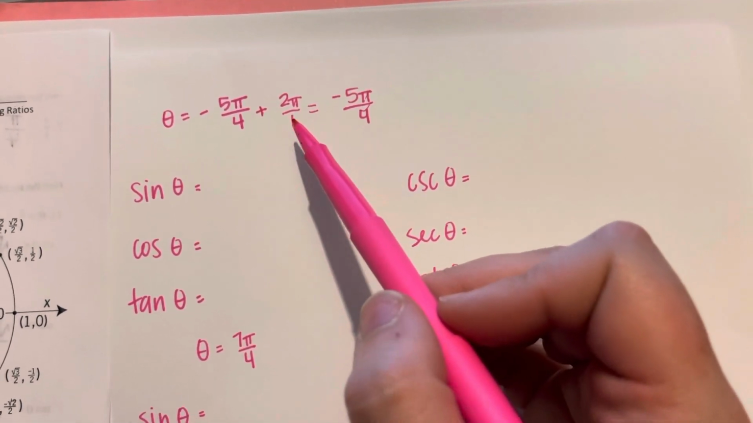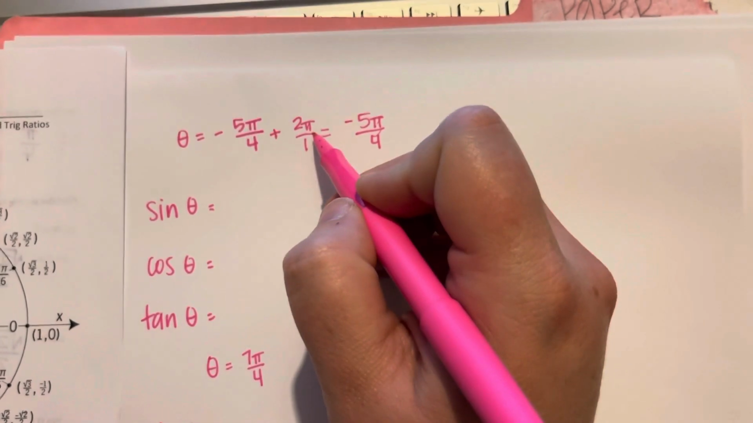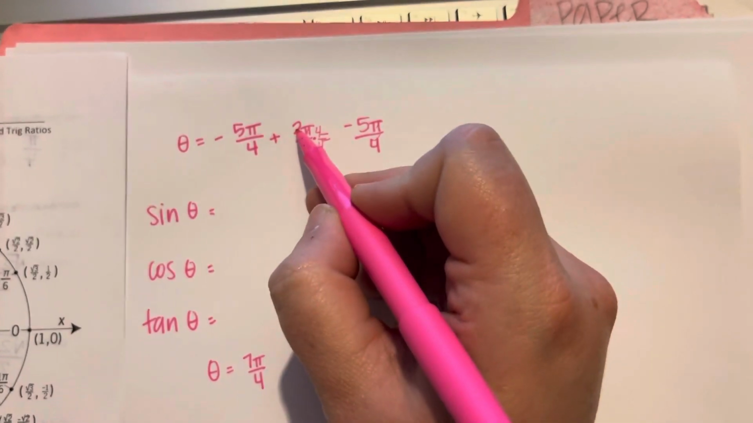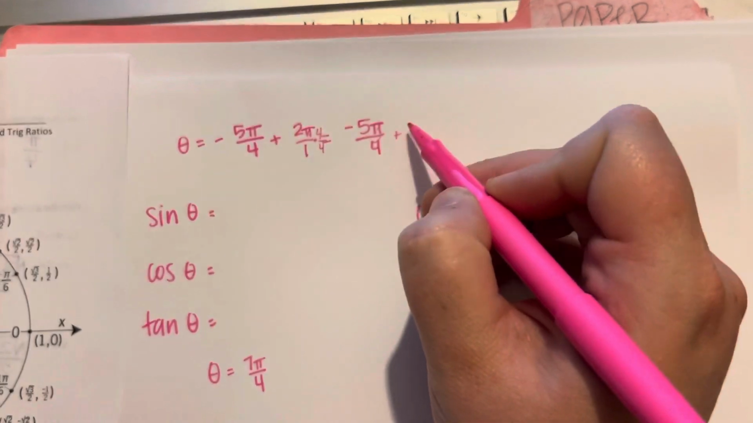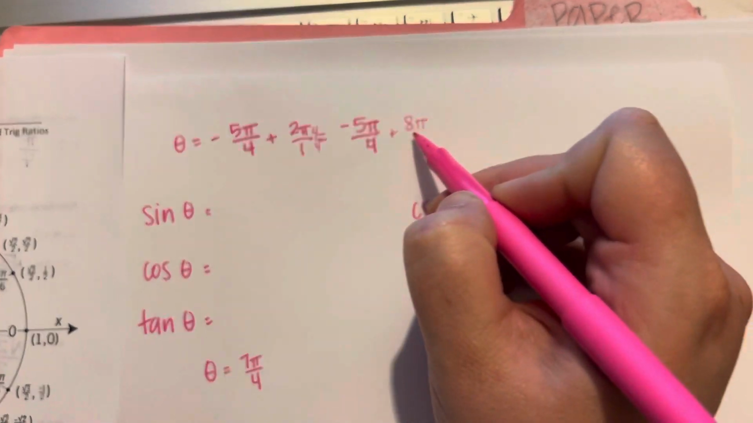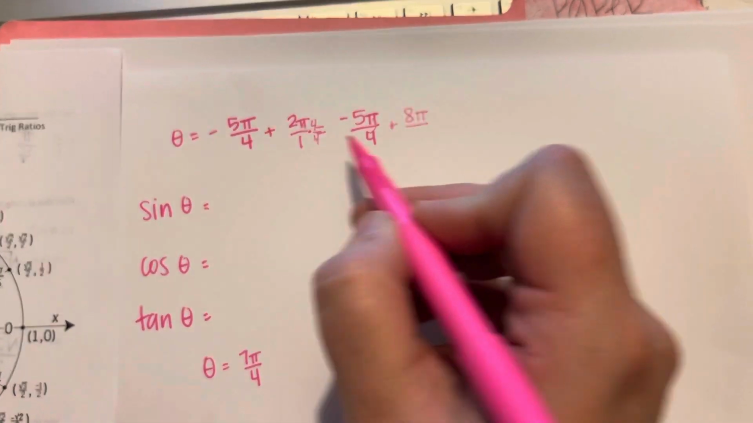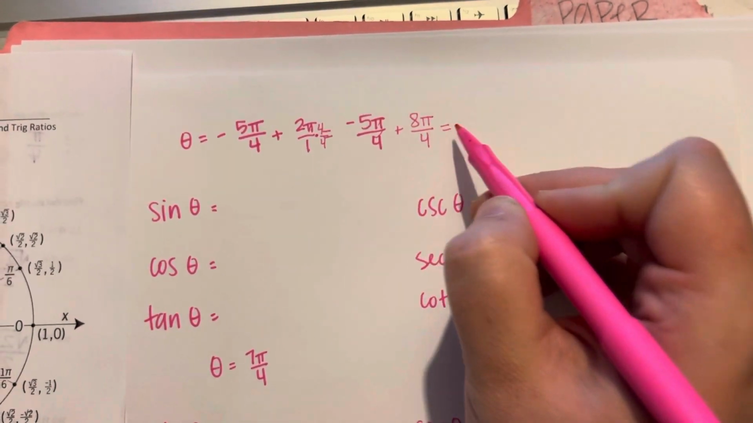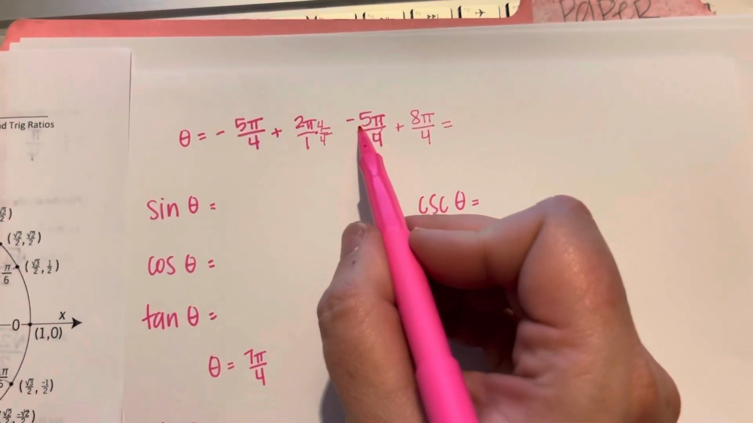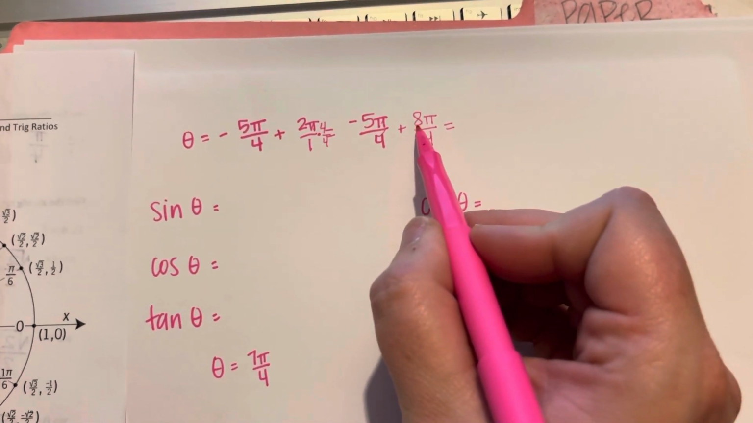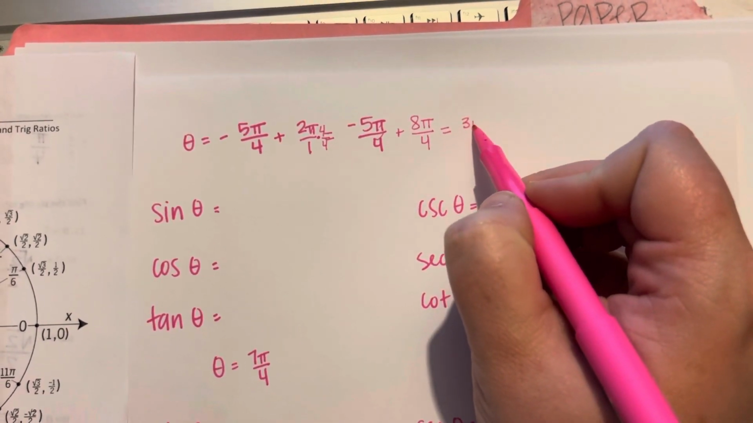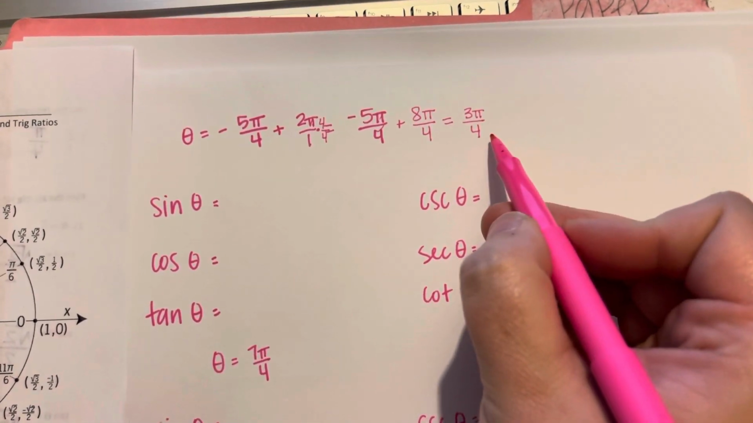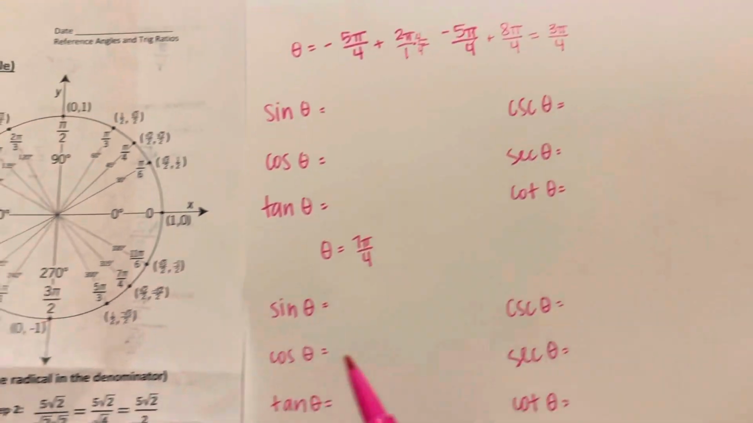If I need to make this 4, what I would be doing is multiplying this by 4 over 4. So 2 pi times 4 is 8 pi over 1 times 4, which is 4. Now I can add straight across. Negative 5 pi plus 8 pi is 3 pi. And then the denominator stays the same. So 3 pi over 4.